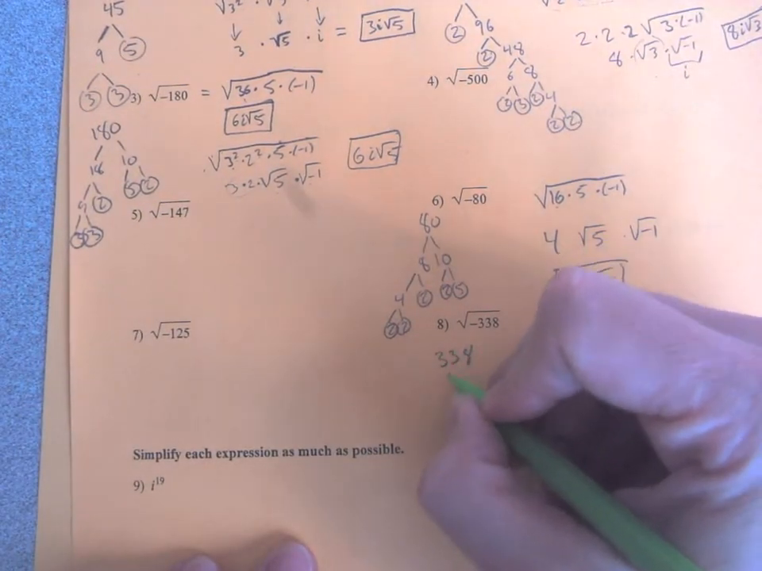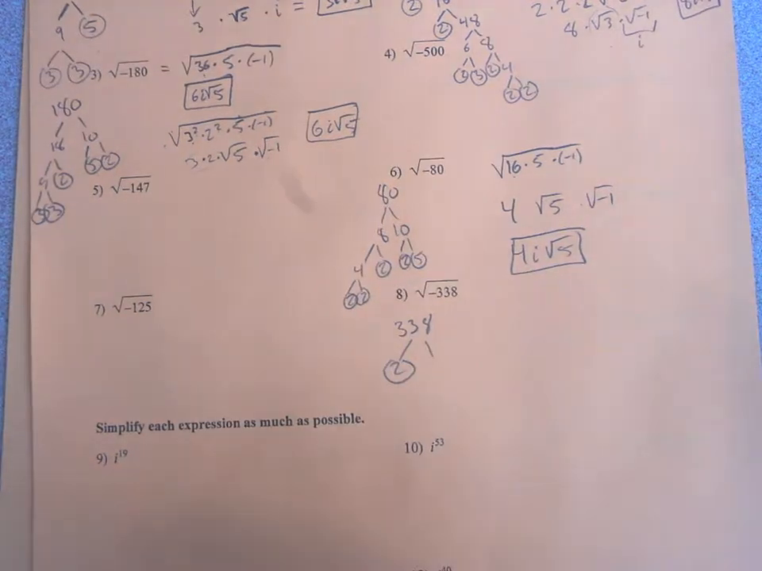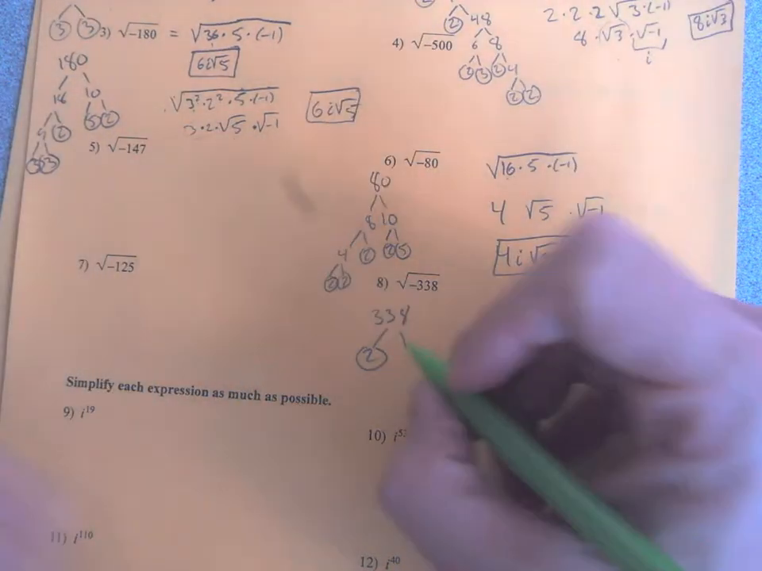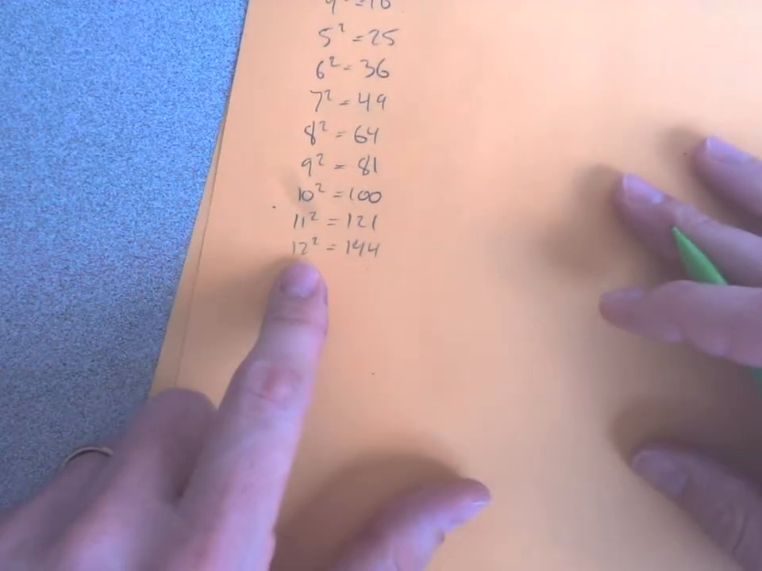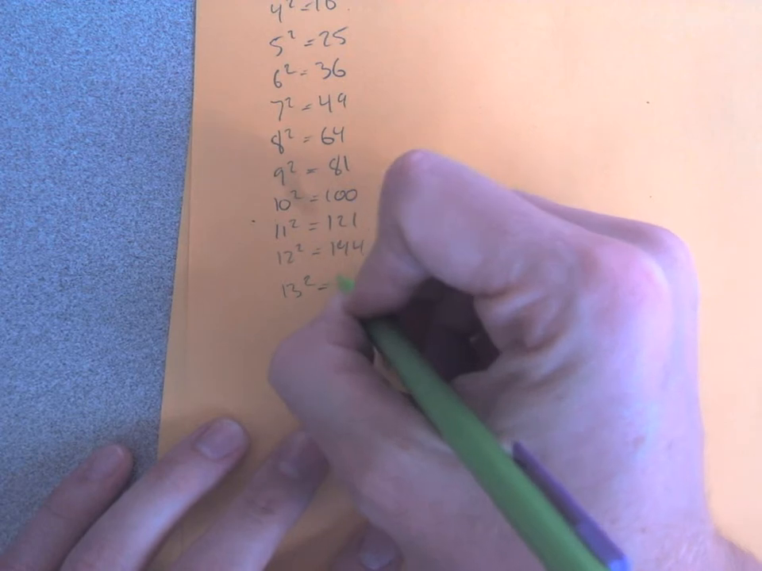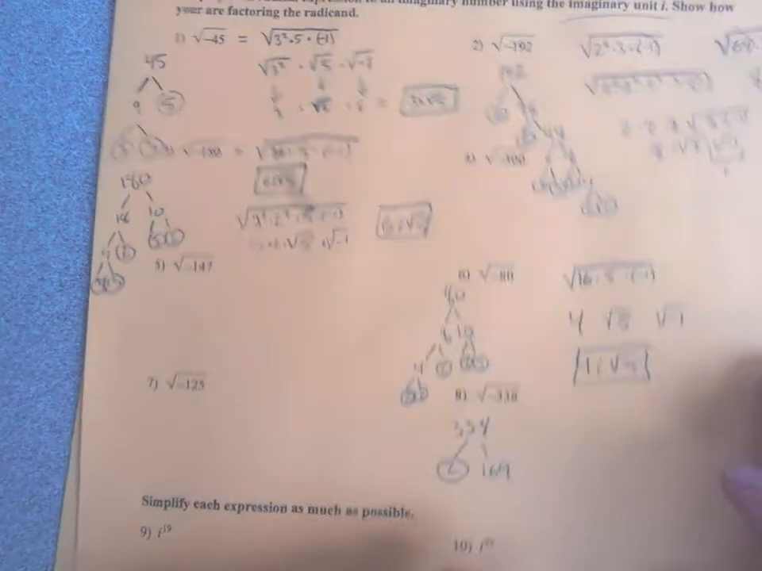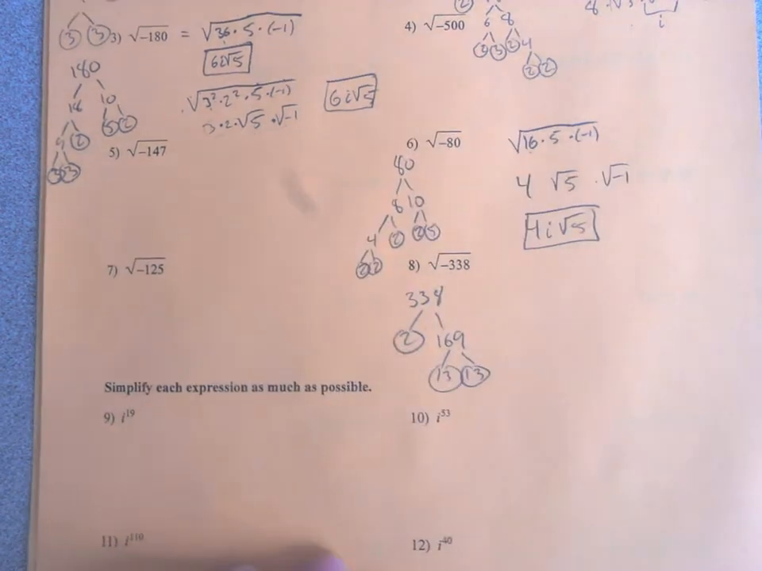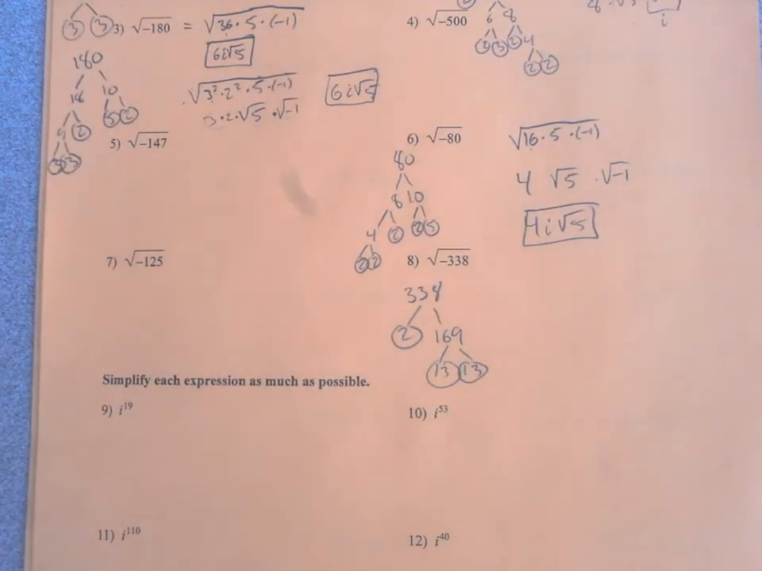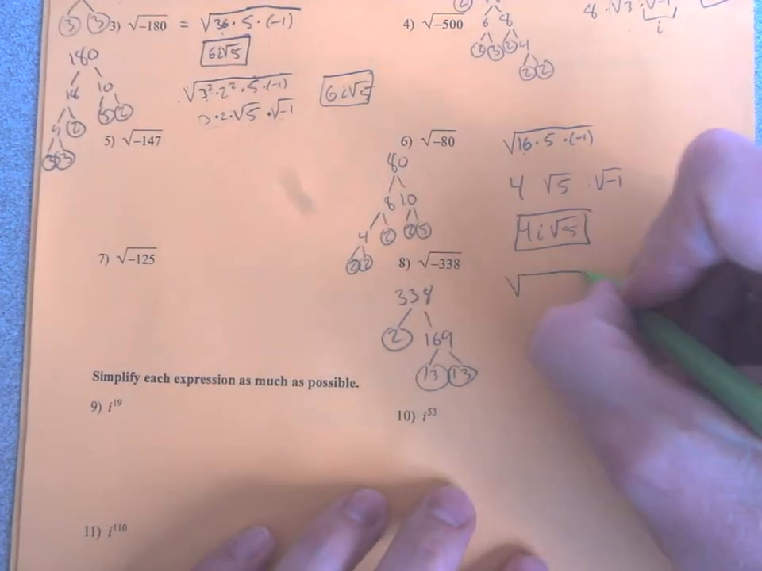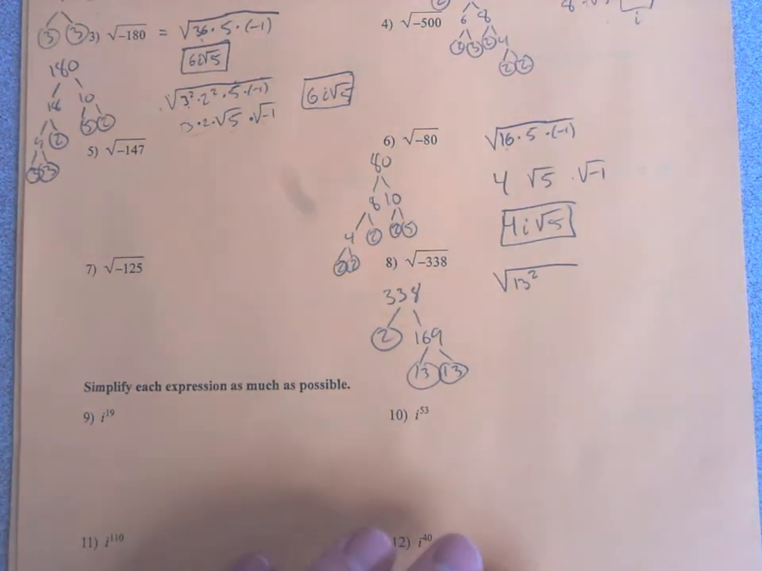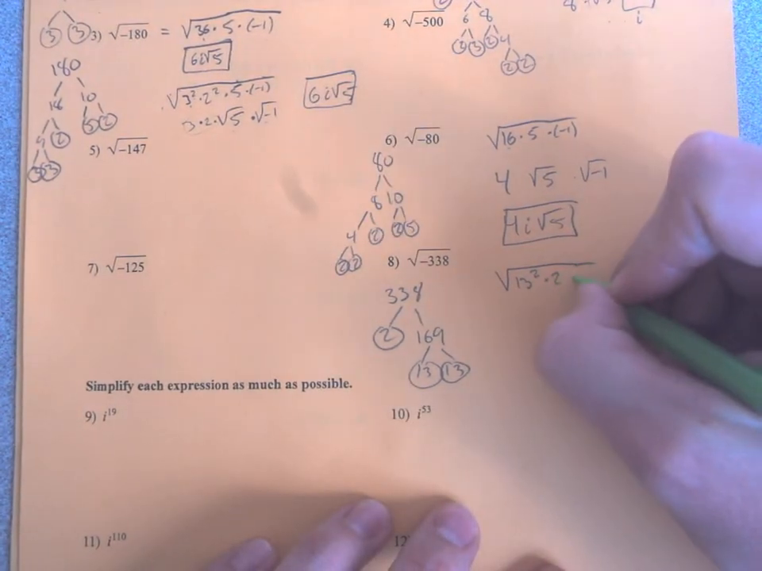So we're going to start, I'm just going to divide it by 2. I know it's even, so let's do that. Okay, 169. All right, see, that's what we missed. 13 squared is 169. Okay, so this is actually 13 and 13. All right, so the perfect square factor that goes into it is 13 times 13, or 169. So let's rewrite this. This is the square root of 13 squared. You could also write 169 in there, times 2, times negative 1.